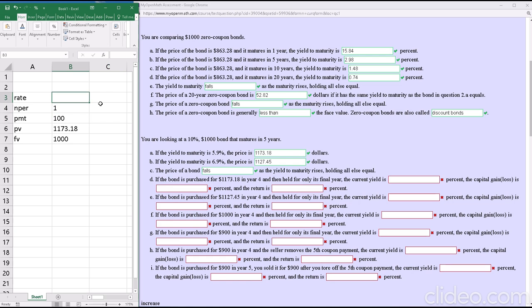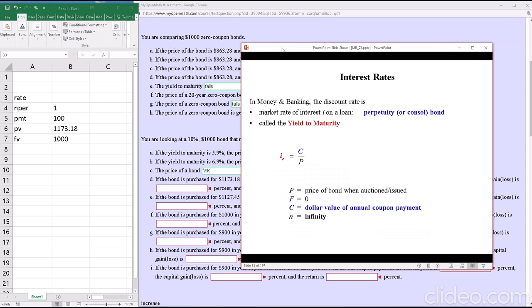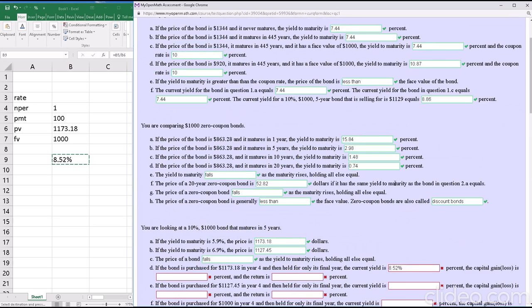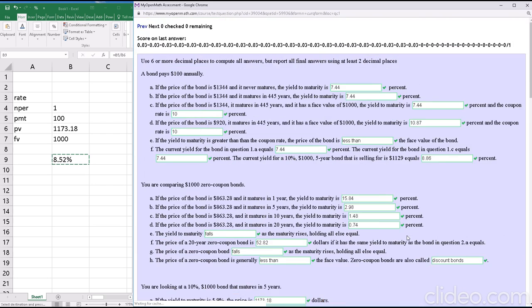And you want to get the current yield. And the current yield is just the coupon payment divided by the price of the bond. So the current yield is down here. It is the coupon payment divided by the price. And we turn that into a percent with 2 decimal places. So 8.52%. That's the current yield. Whoop, I forgot to delete the percent symbol.